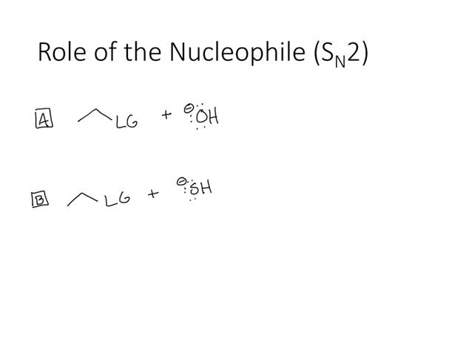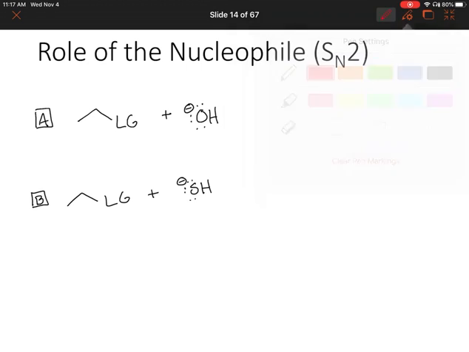Okay, let's see what happens in these two reactions. So remember, with SN2, everything happens at the same time. So the nucleophile will attack the carbon next to the leaving group. The leaving group leaves. So in the first reaction, the OH group is just replacing the leaving group, and the leaving group ends up with a negative charge.